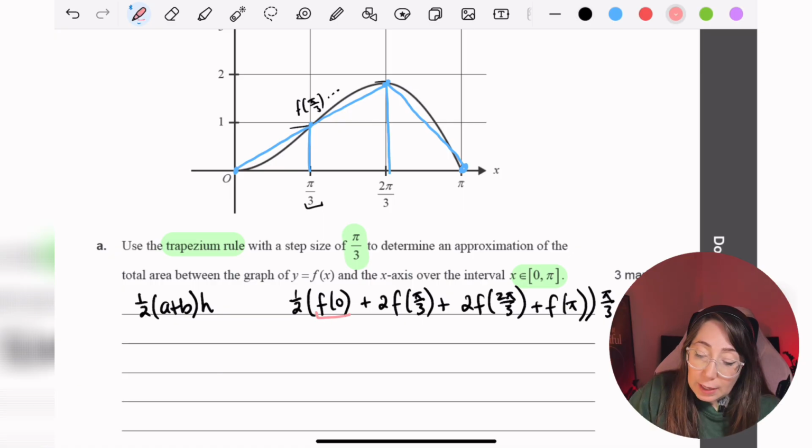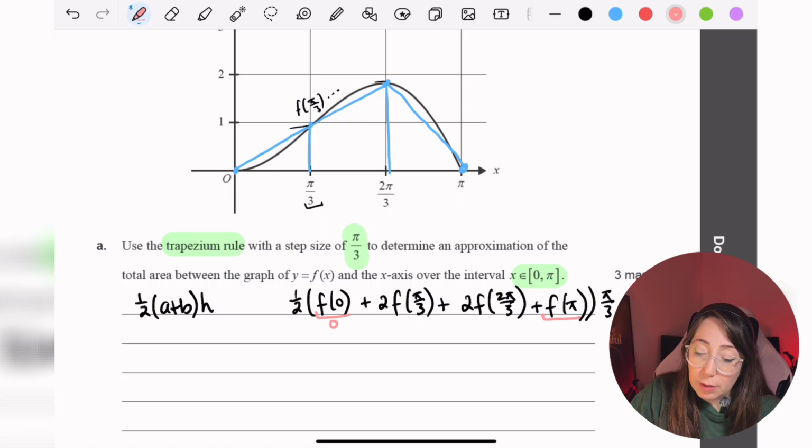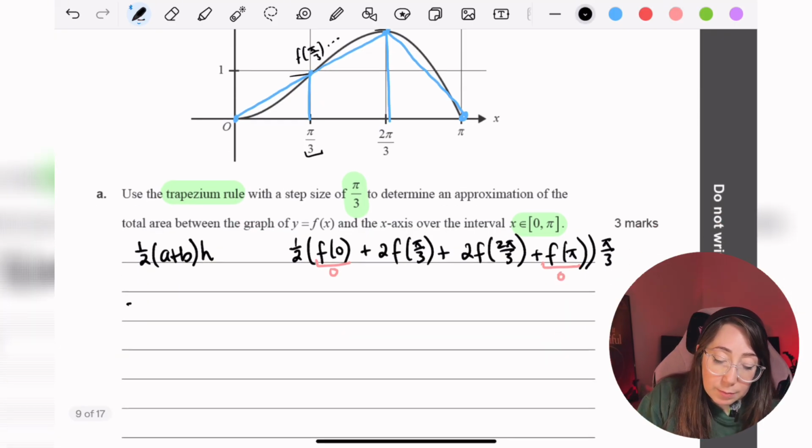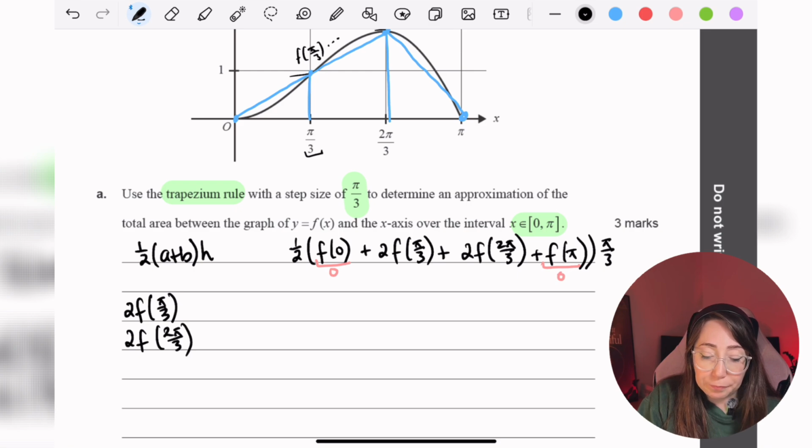Next thing we're going to do is start evaluating. So f of 0, f of pi, that's both saying sine of 0, sine of pi, which are both going to be 0, so I don't need to worry about those terms. And then I'm going to evaluate those inside terms there. So that'll be 2 f of pi on 3 and 2 f of 2 pi on 3. And I'm just going to do it on the side to try and keep it as neat as possible.